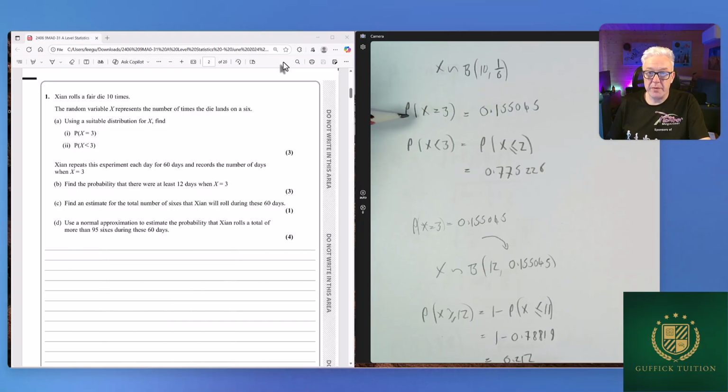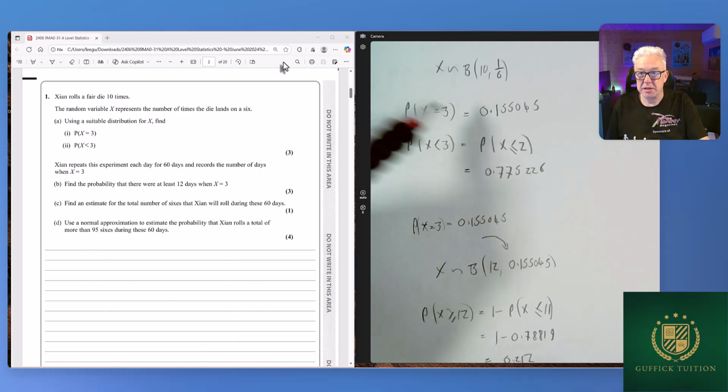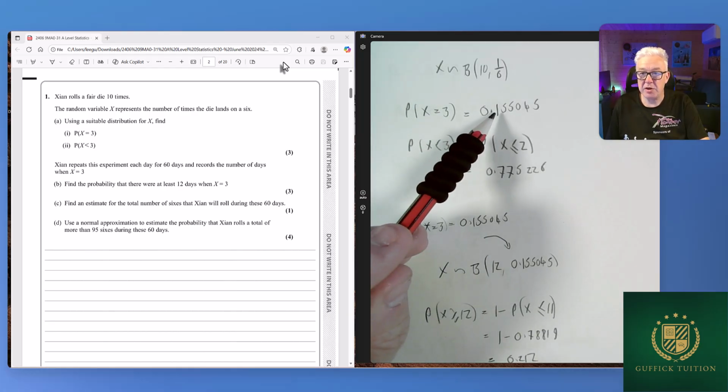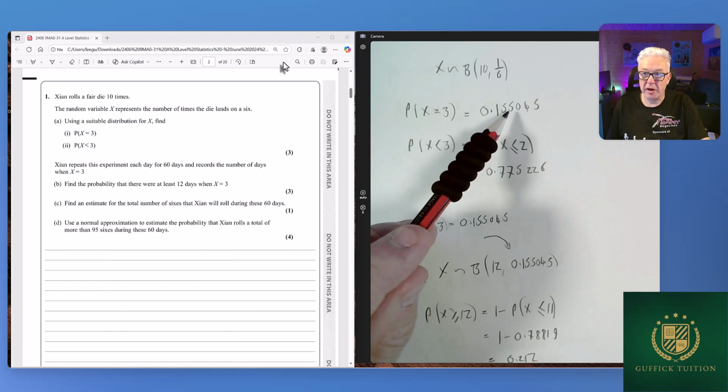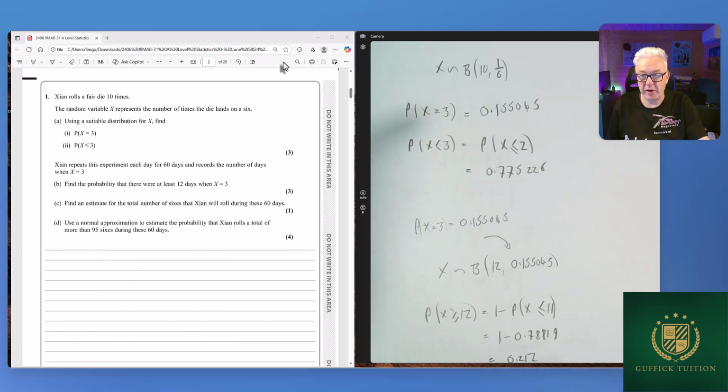So remember, when we're using our calculator, we use the probability that x is equal to 3. Probability of x is equal to 3 means binomial PD. So when you put the binomial PD in there, you should get 0.55045.